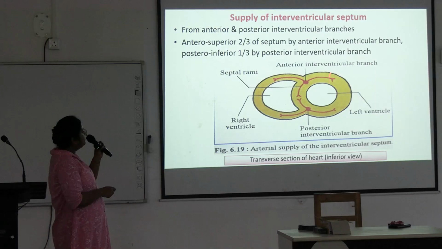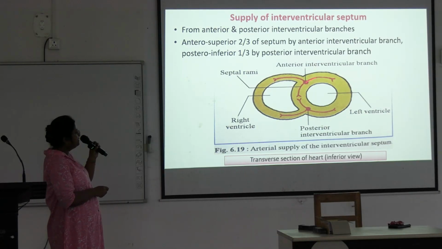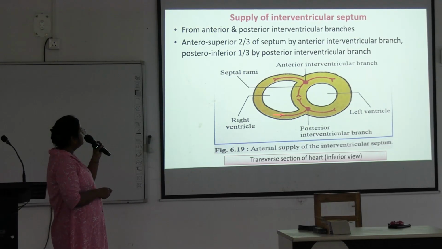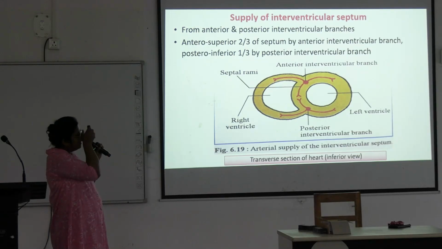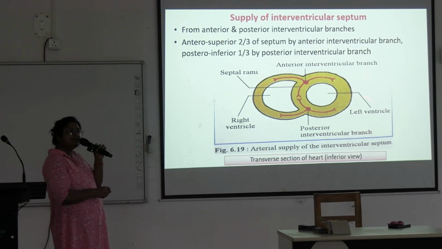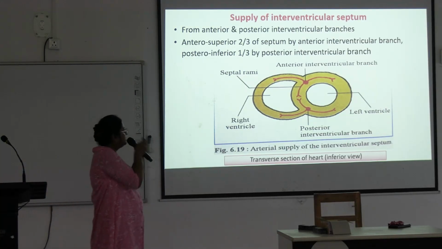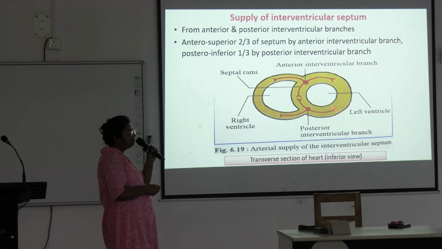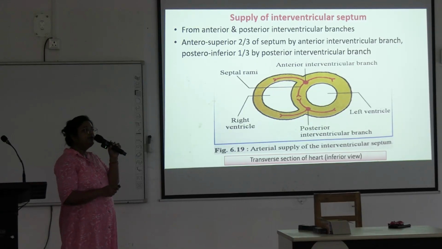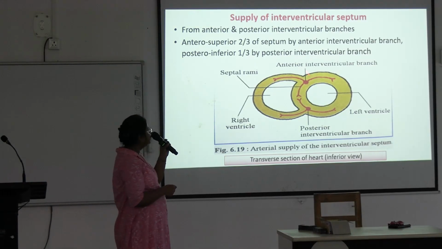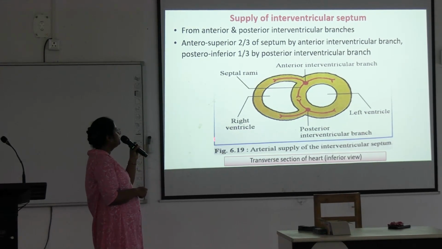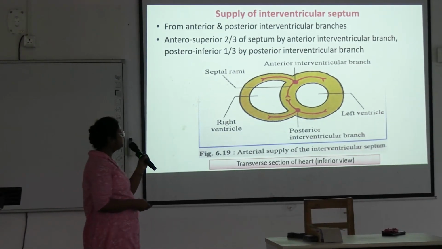Okay, and see the wall thickness of the left ventricle is more than the right ventricle. And the septum is displaced towards the right ventricle because the ventricular pressure in the left ventricle is more than the right one. That's why the septum is displaced towards the right ventricle.